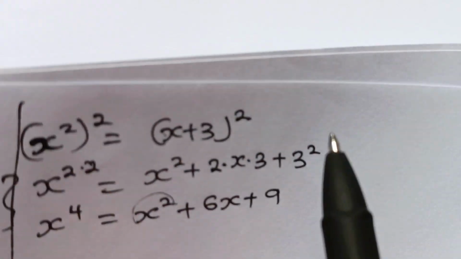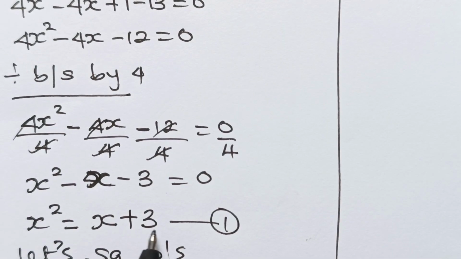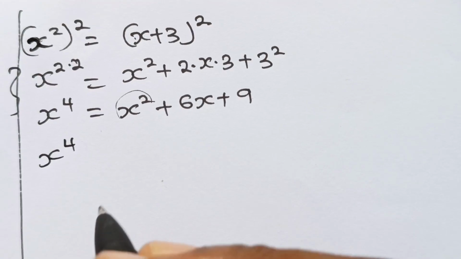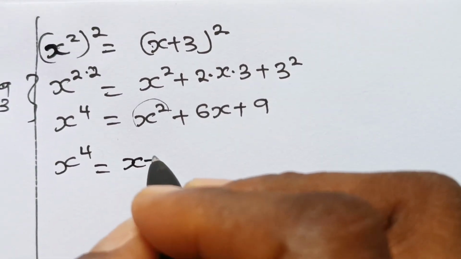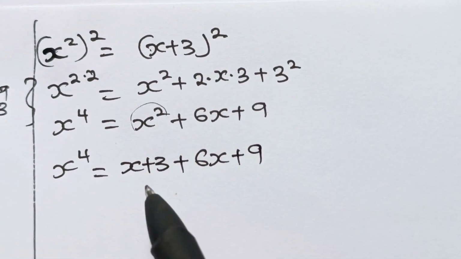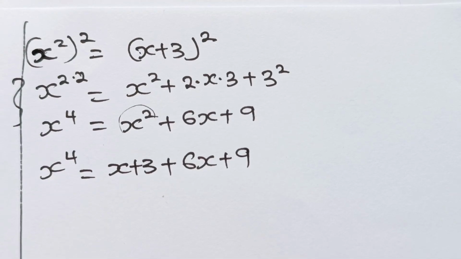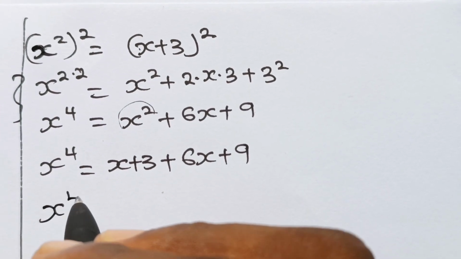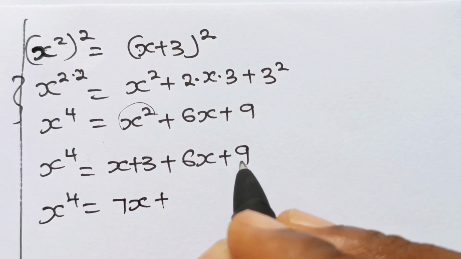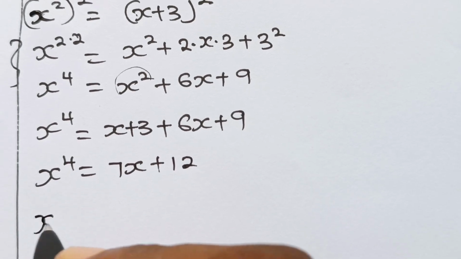Recall that x squared is x plus 3. So we are going to replace that with x plus 3. So we write x plus 3 plus 6x plus 9. You see why I said it's very important. It helps us to simplify this without continuously solving polynomials. So we have x to the power of 4 is x plus 6x is 7x, plus 3 plus 9 is plus 12. So remember, we square again, right?